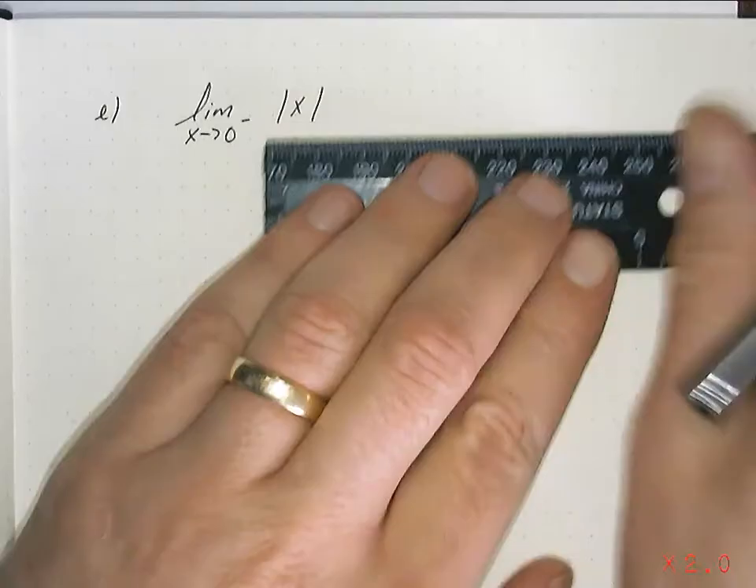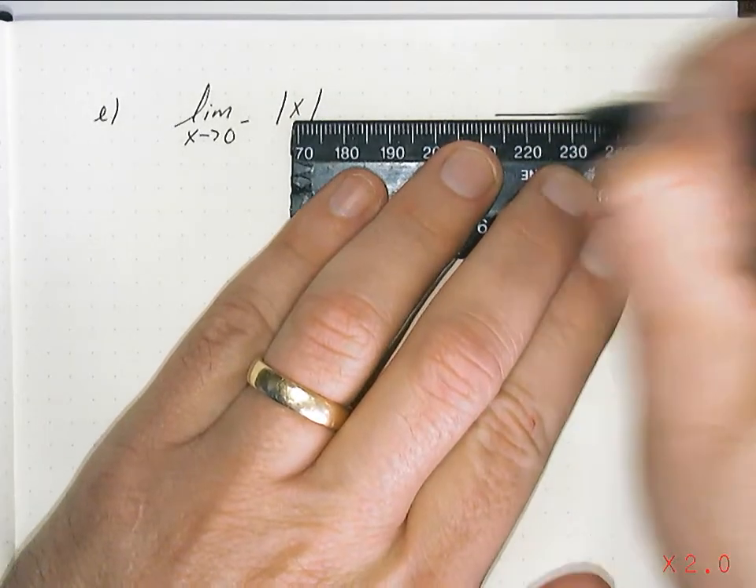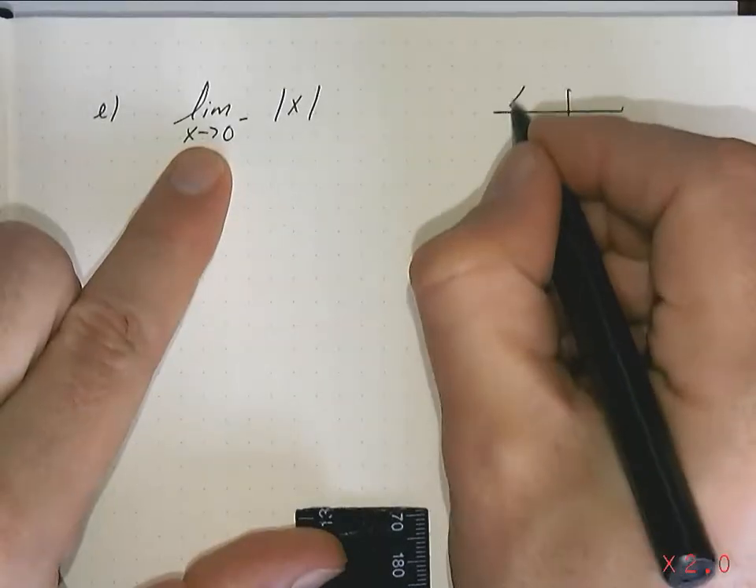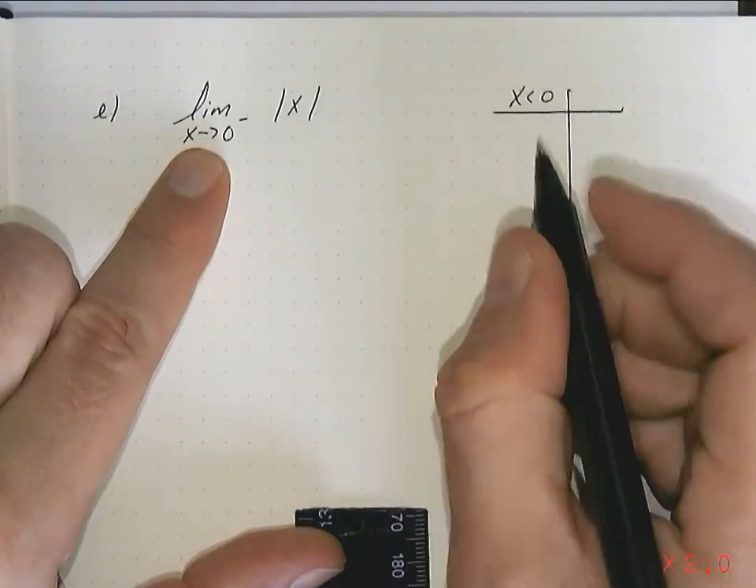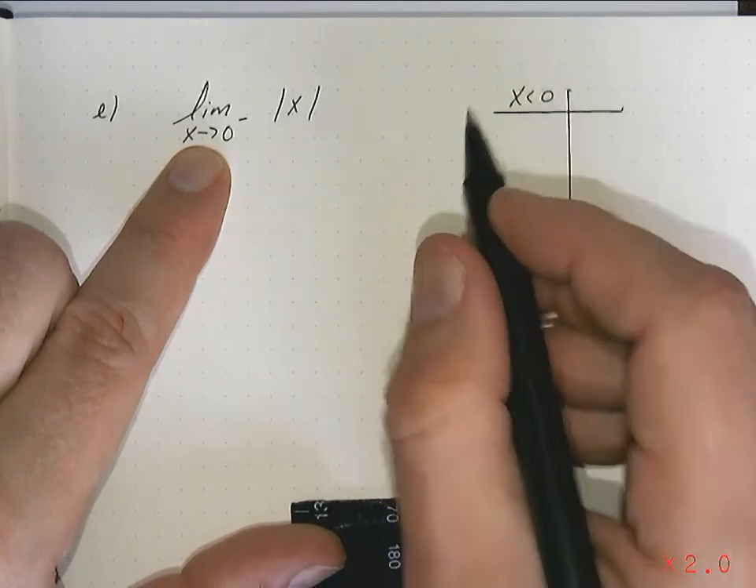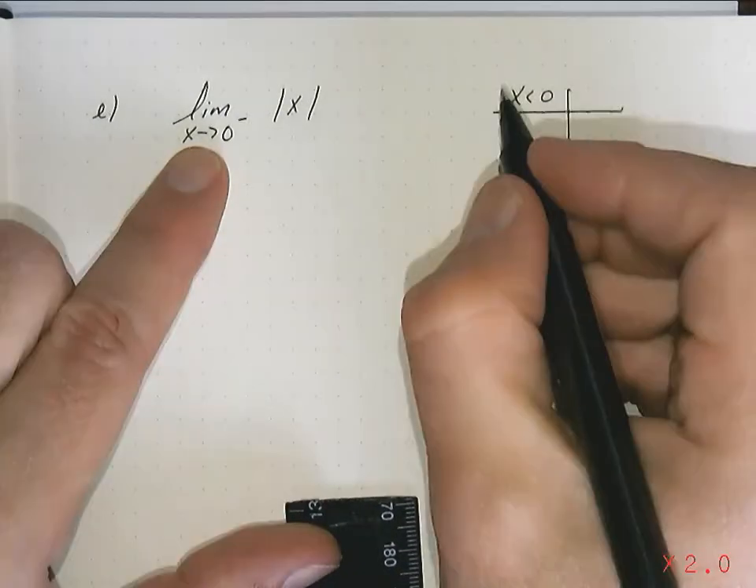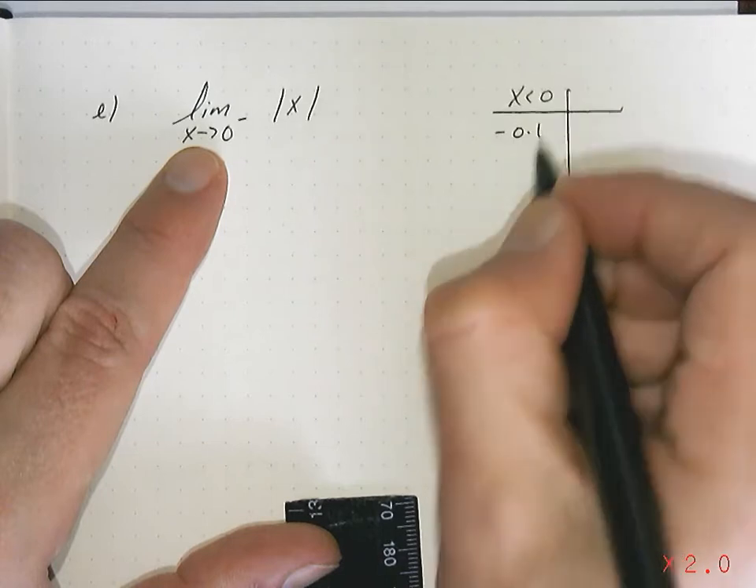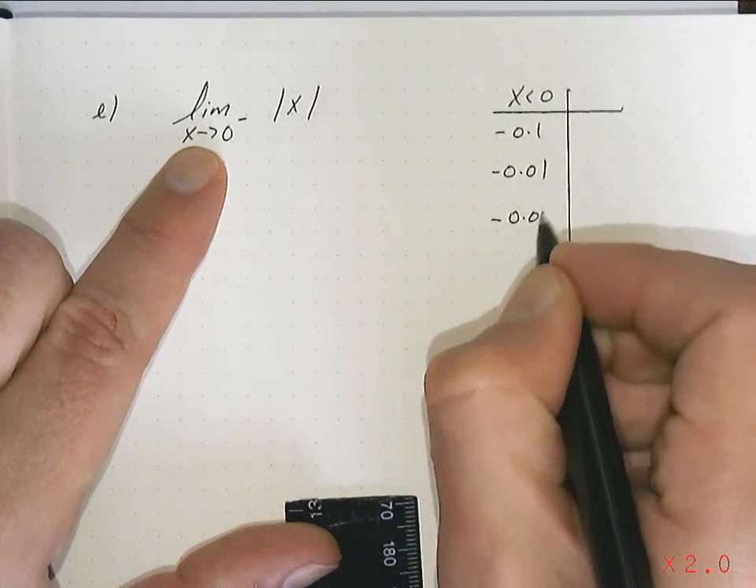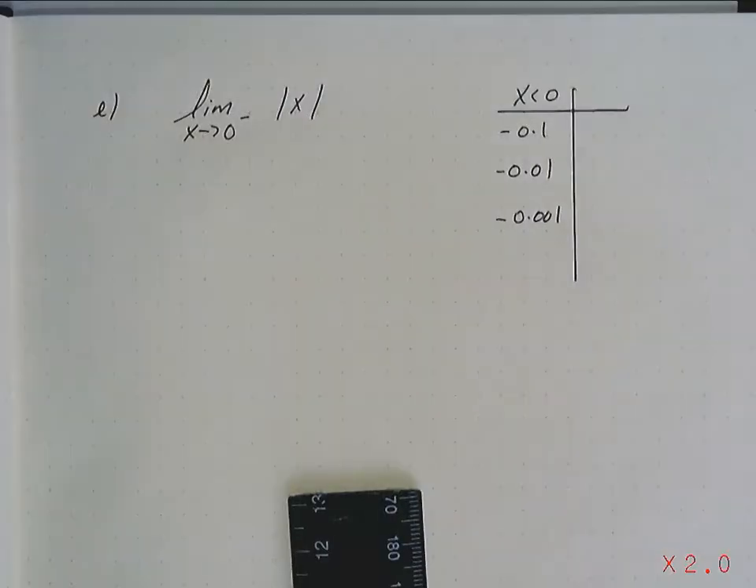So let's try, I'm going to do it with the table of values. I'm going to choose all the values that are less than 0. And I've already goofed that one up today, so I'm not going to goof it up again. So I want to be on the left-hand side of 0, which they're going to be negative. So negative 0.1, negative 0.01, negative 0.001. Those are on the left-hand side of 0 and getting closer to 0.